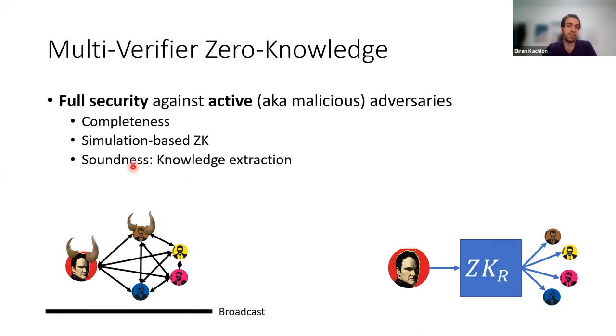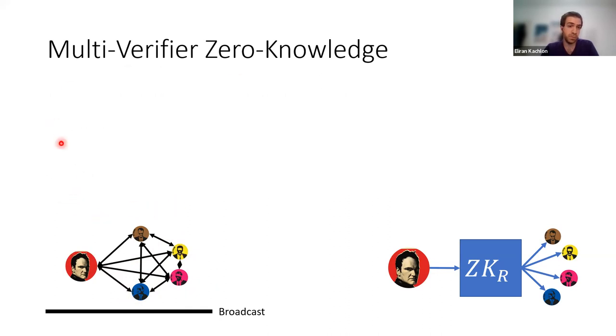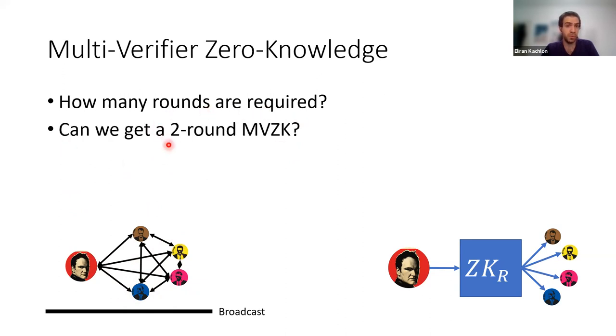And finally, we have soundness with knowledge extraction, which means that a corrupt prover cannot convince the honest verifiers that some false statement is true, even if some of the verifiers are corrupt. And we even have knowledge extraction, which means that if the prover convinces the verifiers that the statement is true, then we can extract the witness from the joint view of the honest verifiers. And in this work, we study the round complexity of protocols that achieve those requirements. So we ask how many rounds are required for MVZK, and we will be interested in a two-round protocol. So we ask, can we get a two-round MVZK protocol?